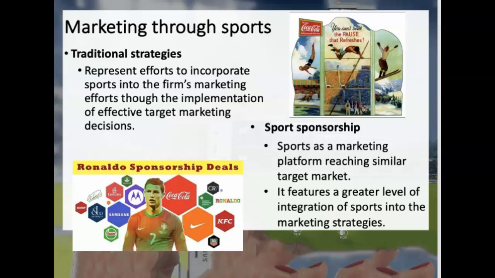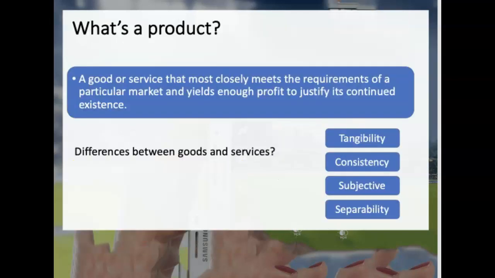We spend a lot of time talking about sports products. And here's a question. What is a product? How can we define a product? A product is basically a good or service that most closely meets the requirements of the particular market and yields enough profit to justify its continued existence. We talk about products including both goods and services. So what are the differences between goods and services, right?